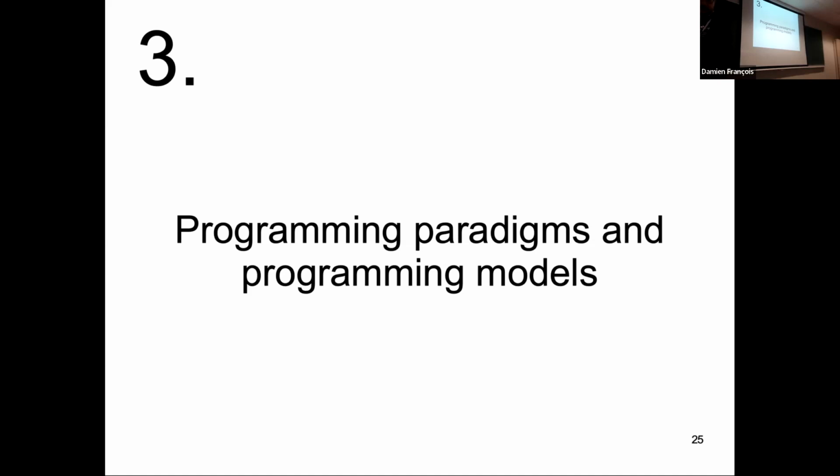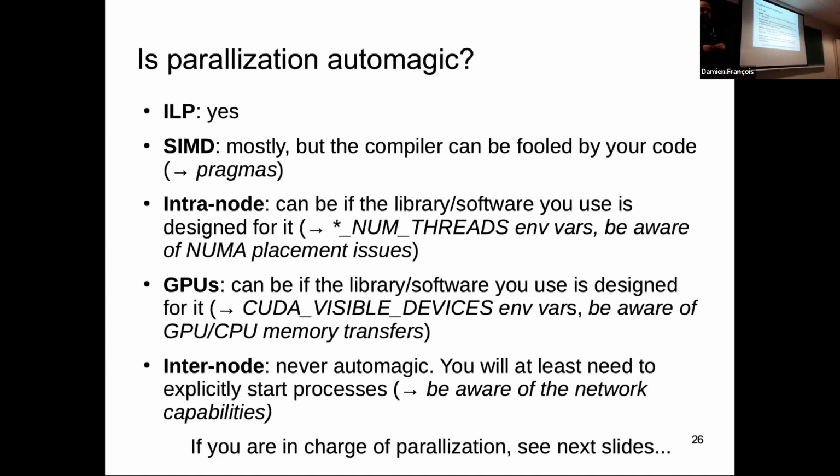And the main question is this one: is parallelization automatic? The bad news is that, of course, it's not, except at the ILP level. As I mentioned earlier, the fact that a single core can already organize work at some degree in parallel is mostly done by the CPU scheduler, also guided by the compiler. And you, as a user or as a programmer, don't have to take care of that.